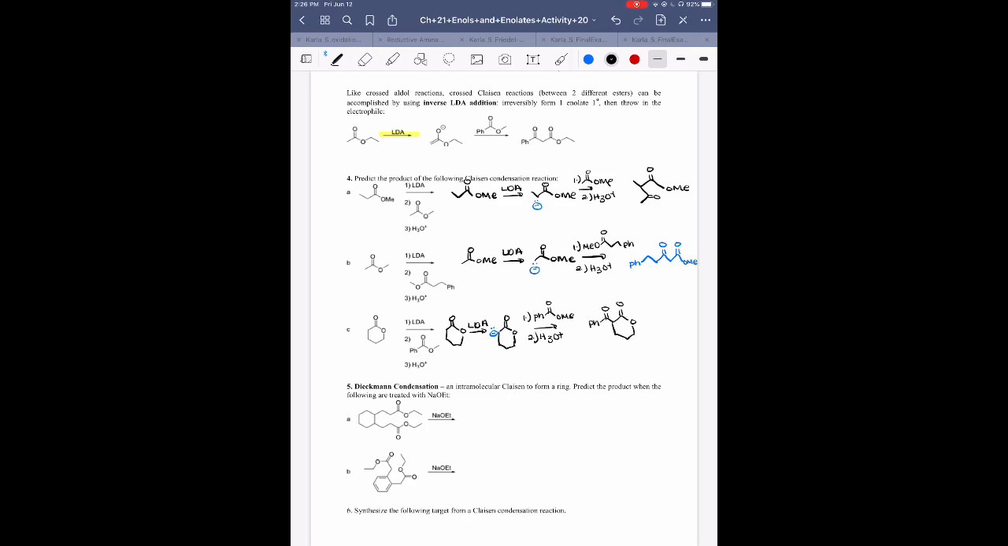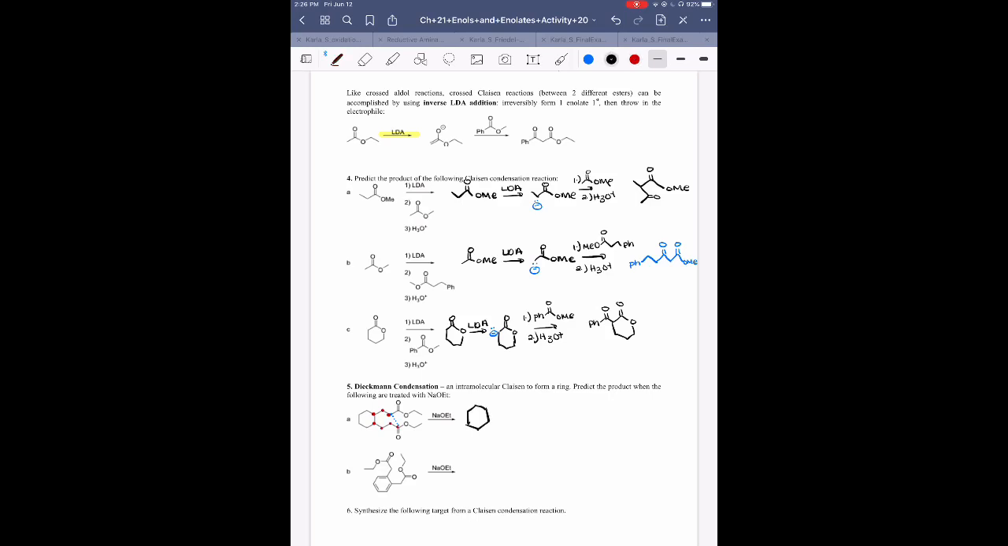So now we're going to talk about the Dieckmann condensation. This is an intramolecular Claisen condensation to form a ring. It's the same thing we've been doing, where the alpha proton is going to attack the carbonyl carbon, just this time we're going to be forming a ring. On this one we're going to be forming a 7-membered ring. So we're going to draw it.